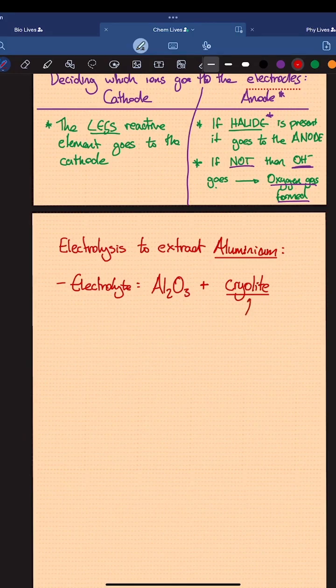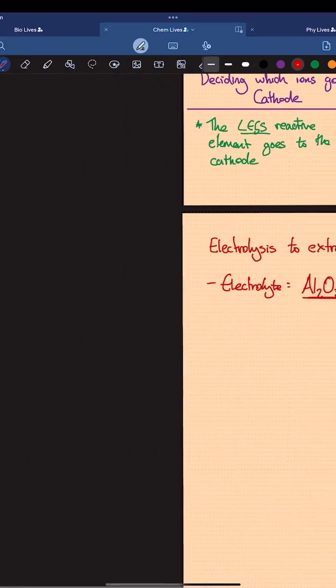It basically makes it easier to electrolyze, because you want to get molten aluminium oxide, but the problem is it has a very high melting point, so it takes a lot of energy to melt it into a liquid. If you mix it with cryolite, it just lowers the melting point a bit, and that just makes it cheaper to heat up and make it into a liquid. That's one thing. So let's go back to our question here.